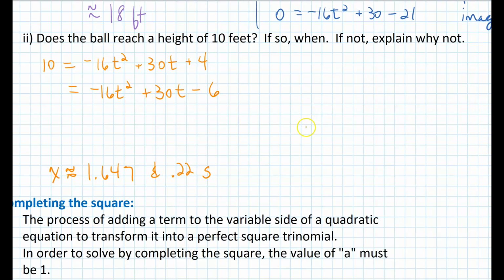Okay. So again, think about what's happening. We've got this parabola that is opening downward, and we are looking to see when does the height equal 10. And so again, that occurs at these two places. This time here would be the 0.22 seconds, and this time here would be the 1.647 seconds.